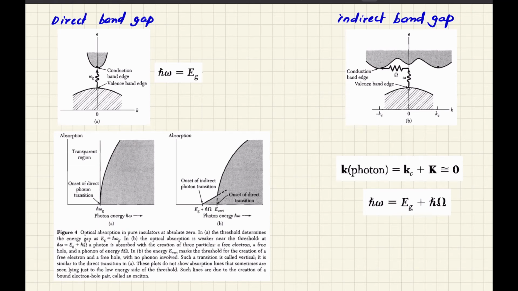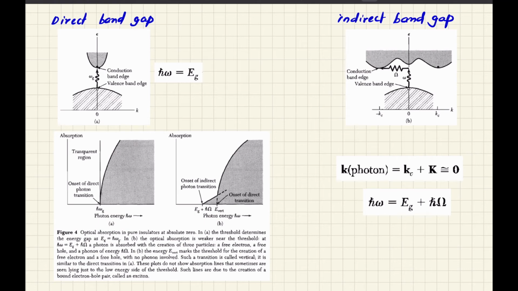Now in the case of an indirect band gap, the conduction band edge and the valence band edge are separated in the k space. The conduction band edge occurs at some point and the valence band edge occurs at some other point in the k space. So these are widely separated in the k space. This kind of material, or insulator, is called an indirect band gap insulator.